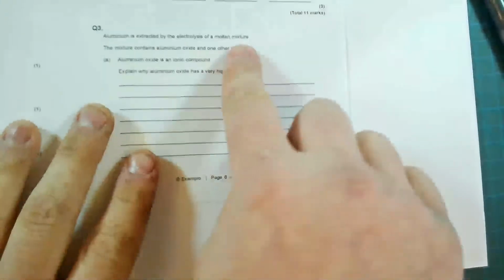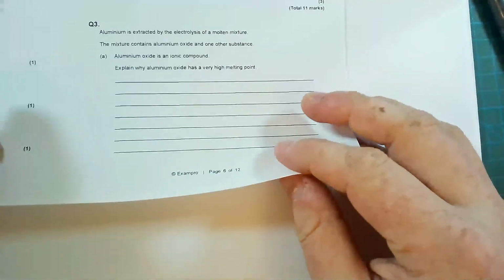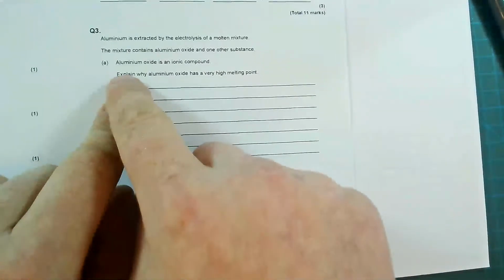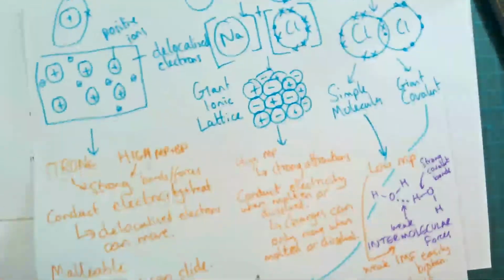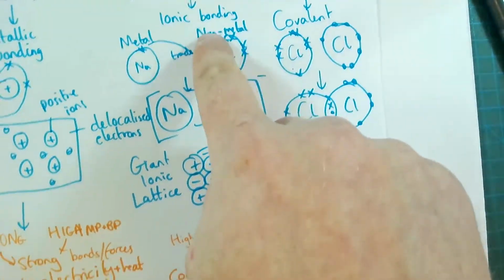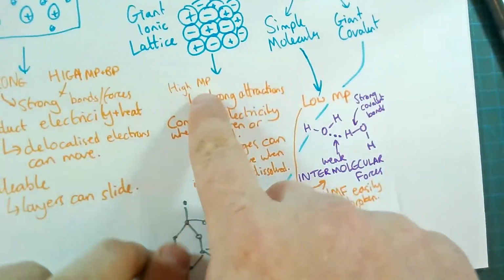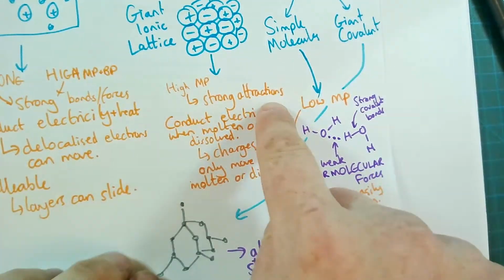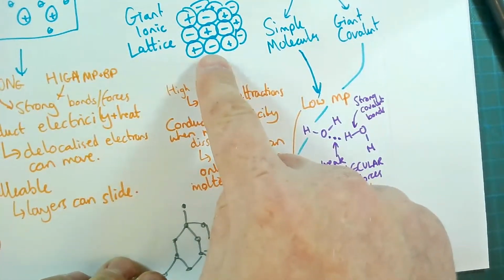This question says aluminium is extracted by electrolysis of a molten mixture. The rest of the question goes on to talk about electrolysis, which is part of the chemical changes unit. However, this first bit is all structure and bonding. It says the mixture contains aluminium oxide and one other substance. Aluminium oxide is an ionic compound. Explain why aluminium oxide has a very high melting point. We can go back to our flow chart. It's ionic, so we're going down the central path of ionic bonding. It's a giant ionic lattice with a high melting point because of the strong attractions between positive and negative ions.